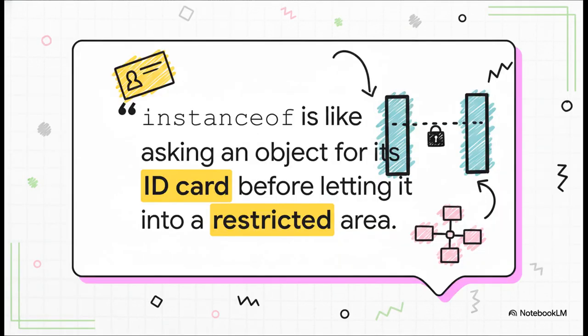I love this analogy. Think of instanceof as asking an object for its ID card. Seriously, your type-specific code, that's like a VIP restricted area. And instanceof, that's the bouncer at the door, checking IDs. It makes sure only the right kind of objects, the ones with the right credentials, are allowed in. It's just a perfect way to think about this super important safety feature.